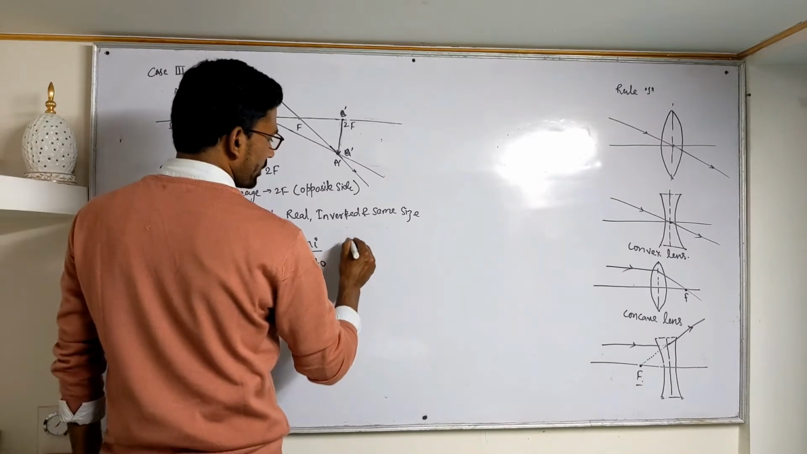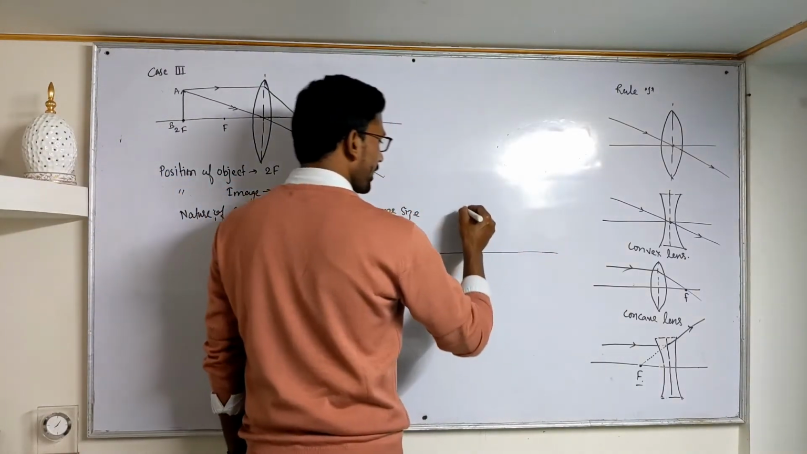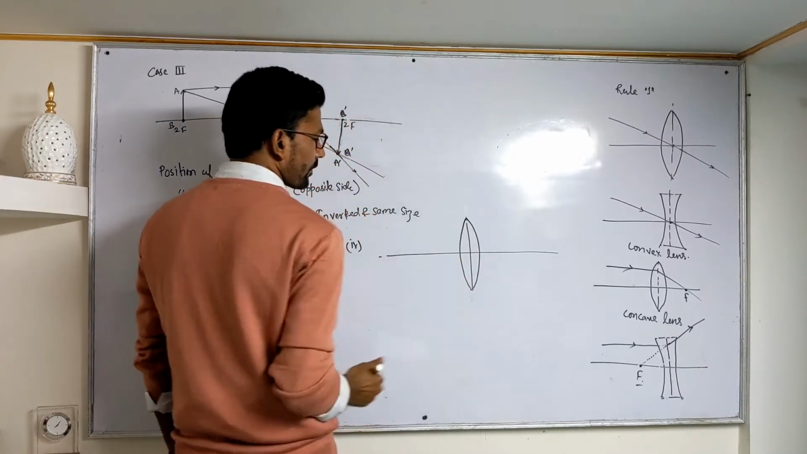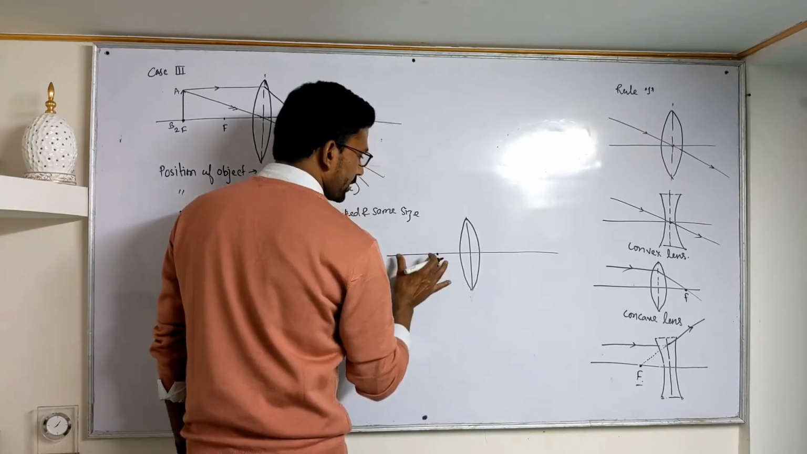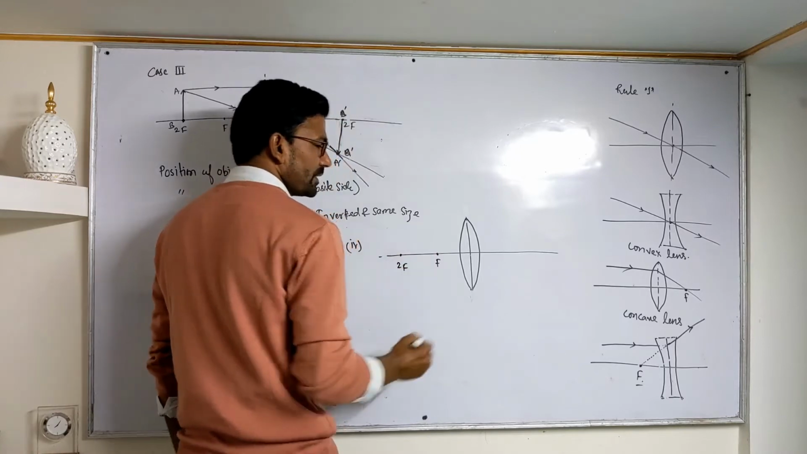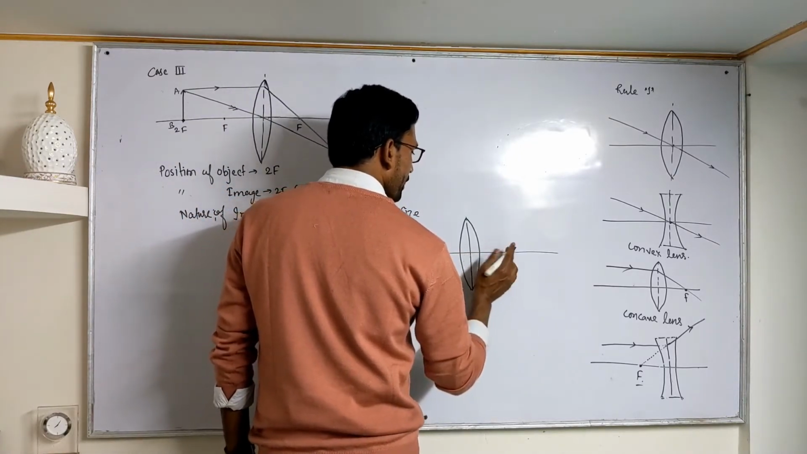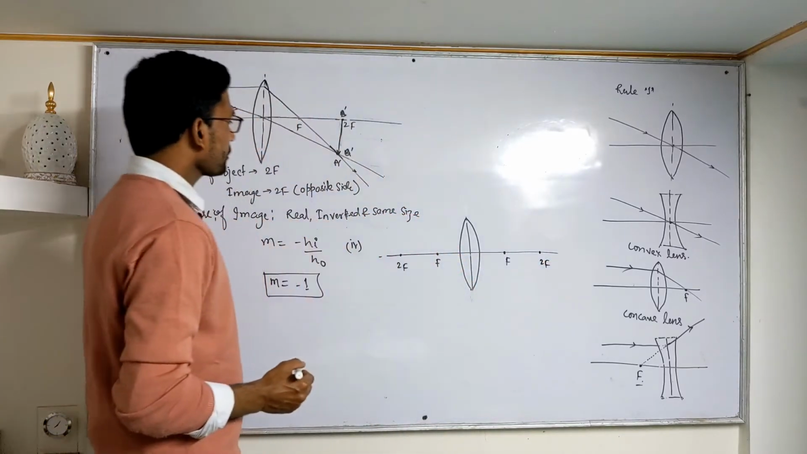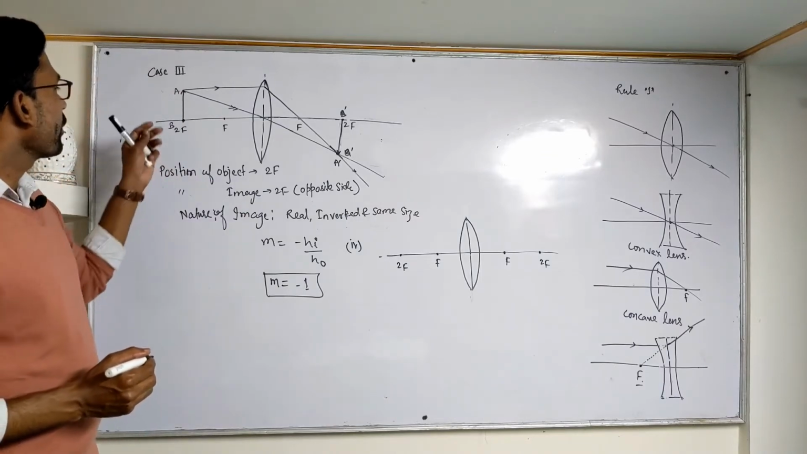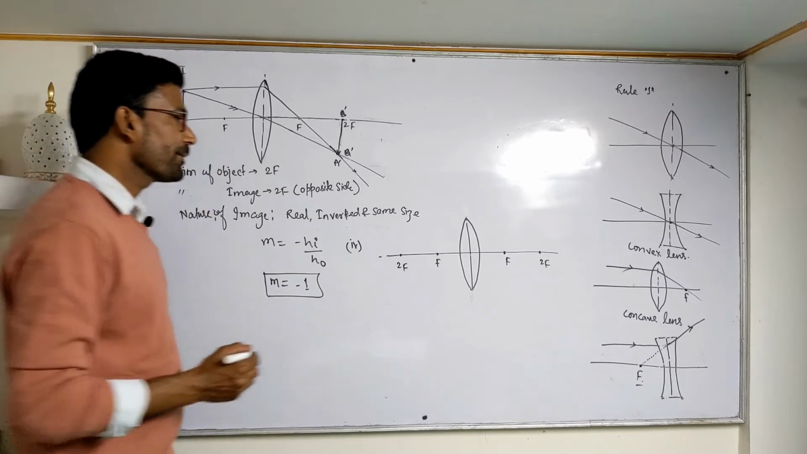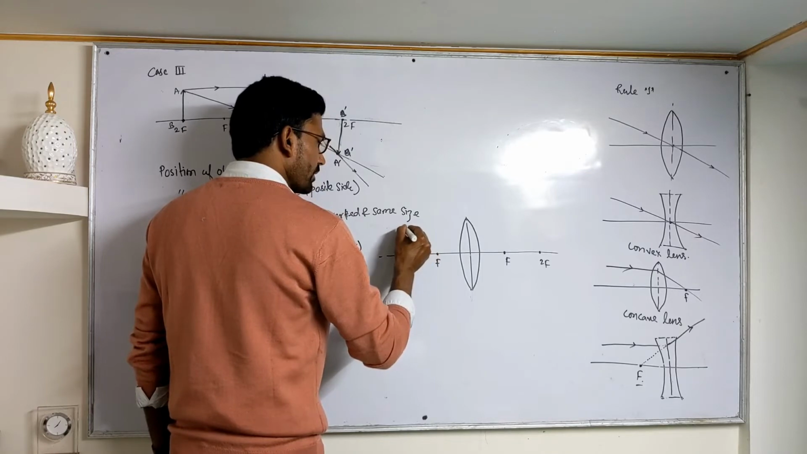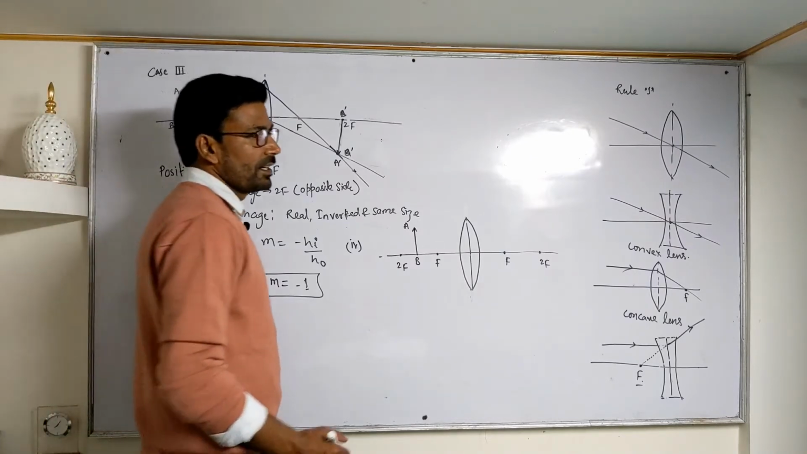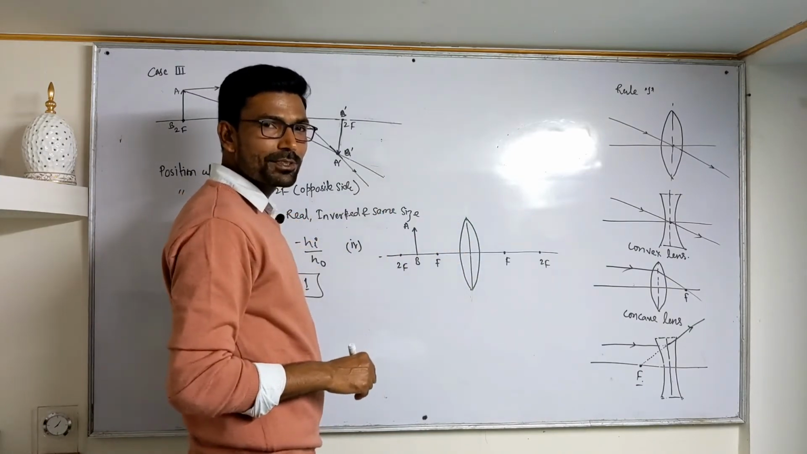Next case. Suppose this is a convex lens, and this distance is taken as F, the same equal distance. This is 2F from the pole. This is F, this is 2F. Now, just change the position of object and put the object in between F and 2F, somewhere here. This is AB. The position of object is somewhere in between F and 2F. Again take the two rays we have taken in all the previous cases.